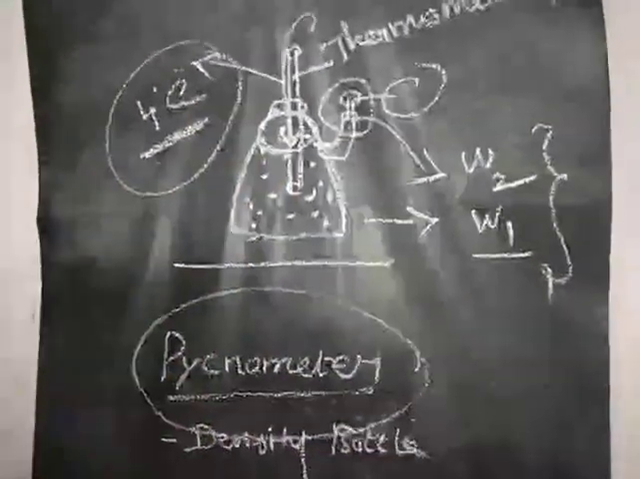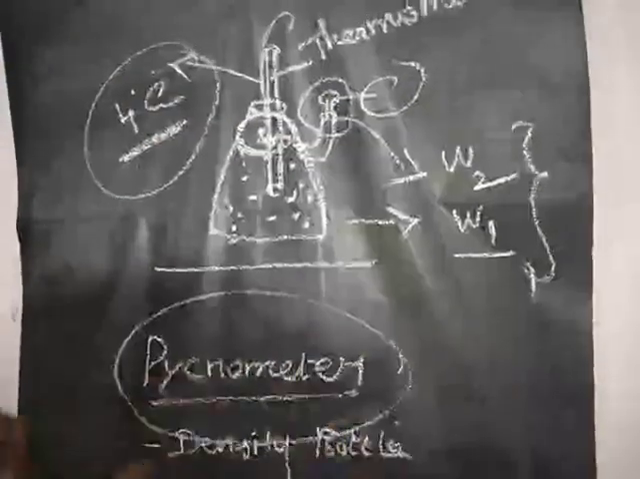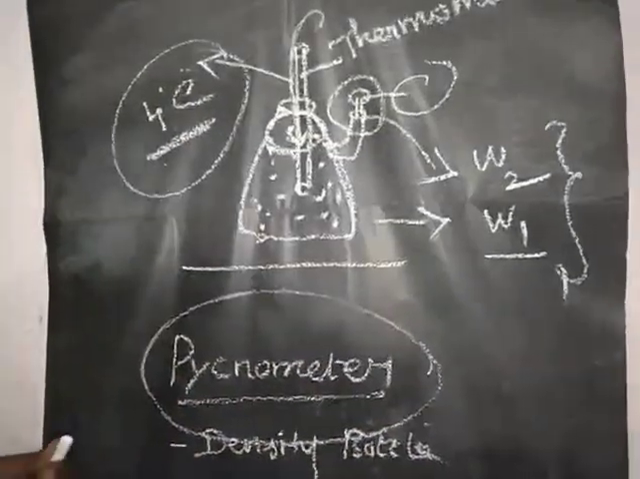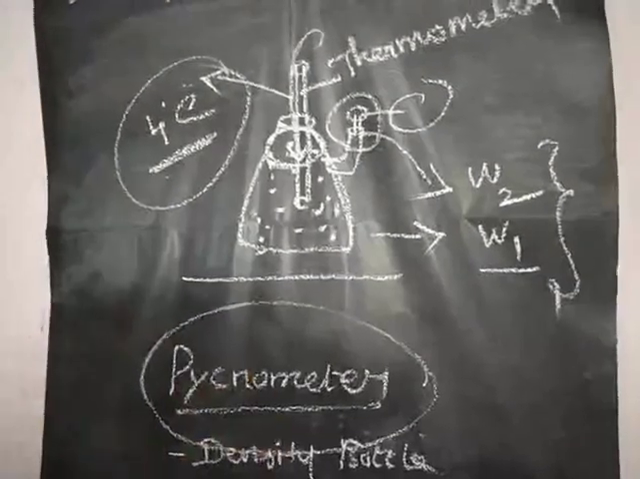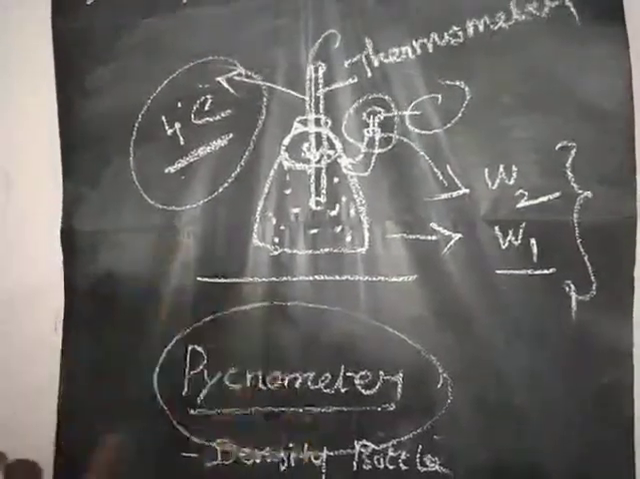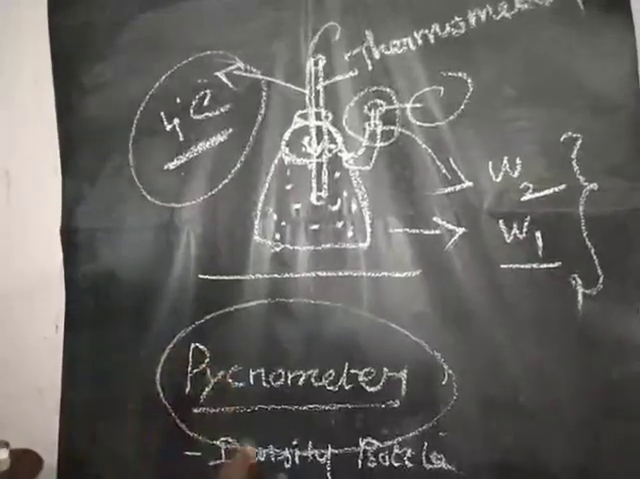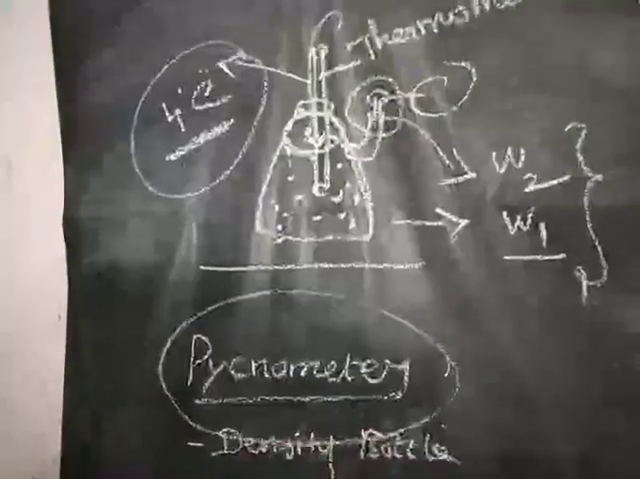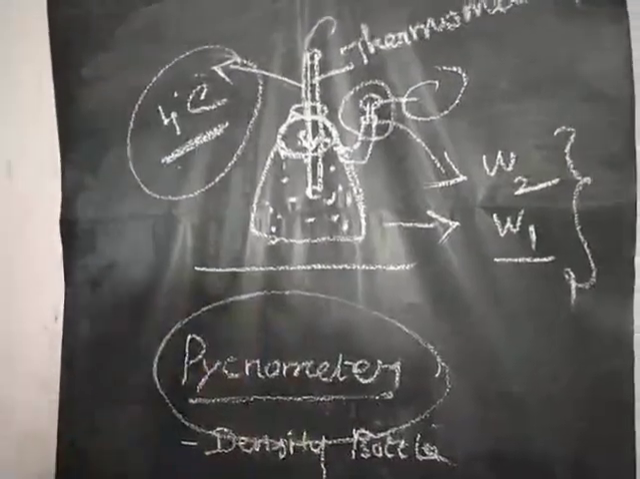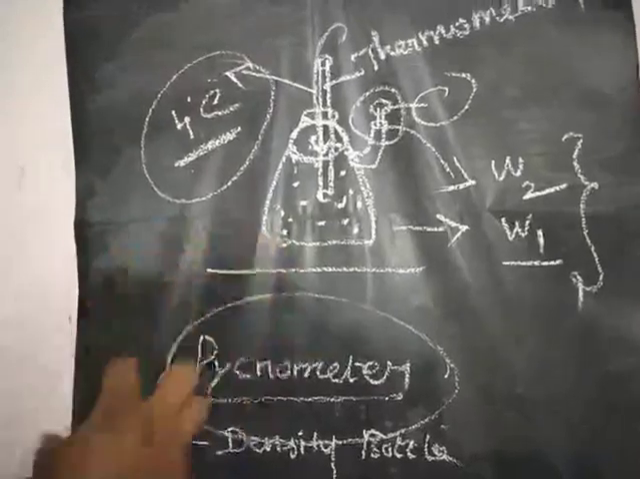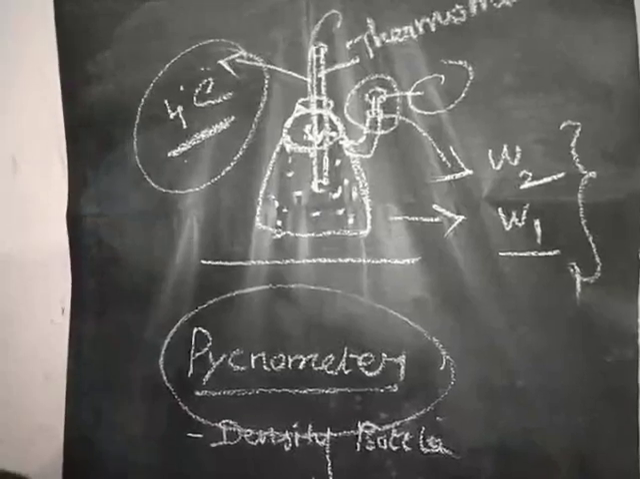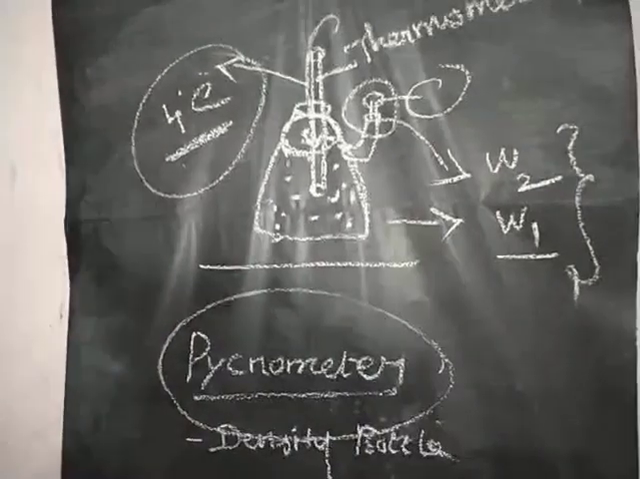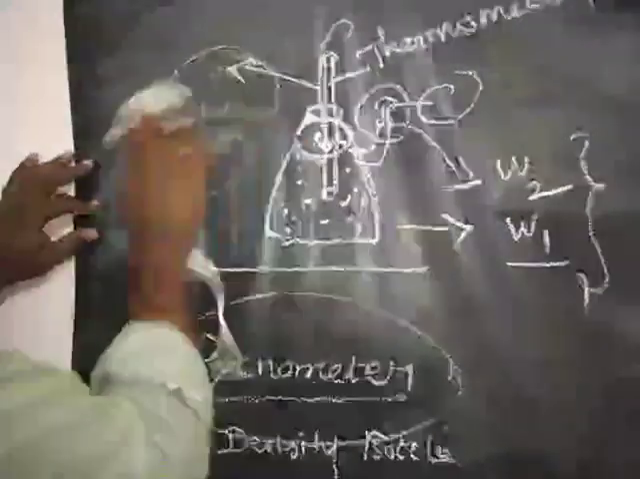Relative density is equal to the density of the substance divided by the density of water at 4 degrees Celsius. If we take the reference substance as water, instead of relative density we may use the word specific gravity. In this way we may find the value of relative density. Next, floating and sinking.